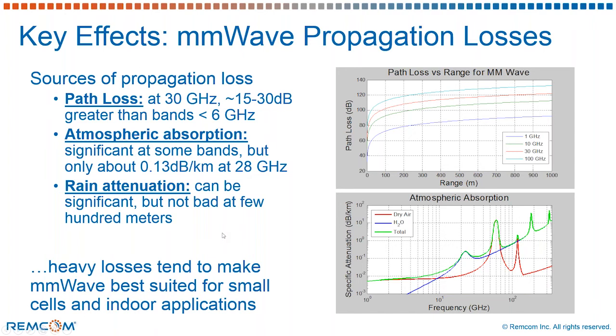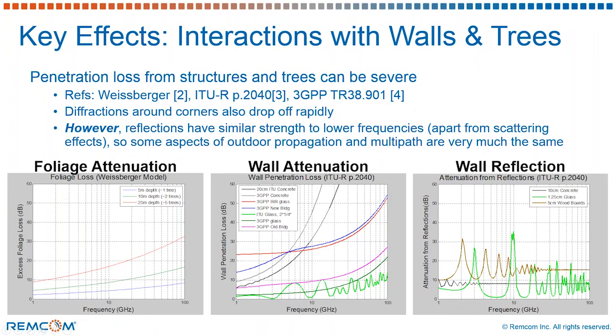These are often expressed in terms of dB of loss per kilometer, and it happens that at 28 gigahertz, the dB loss per kilometer is only about 0.13 dB per kilometer. And so this isn't too severe as long as the ranges are not too long. Rain attenuation can also be significant, but like the atmospheric absorption, the losses are not too strong at lower ranges. So all of these heavy losses tend to make mmWave best suited for small cells and indoor applications where the distances traveled won't be very large.